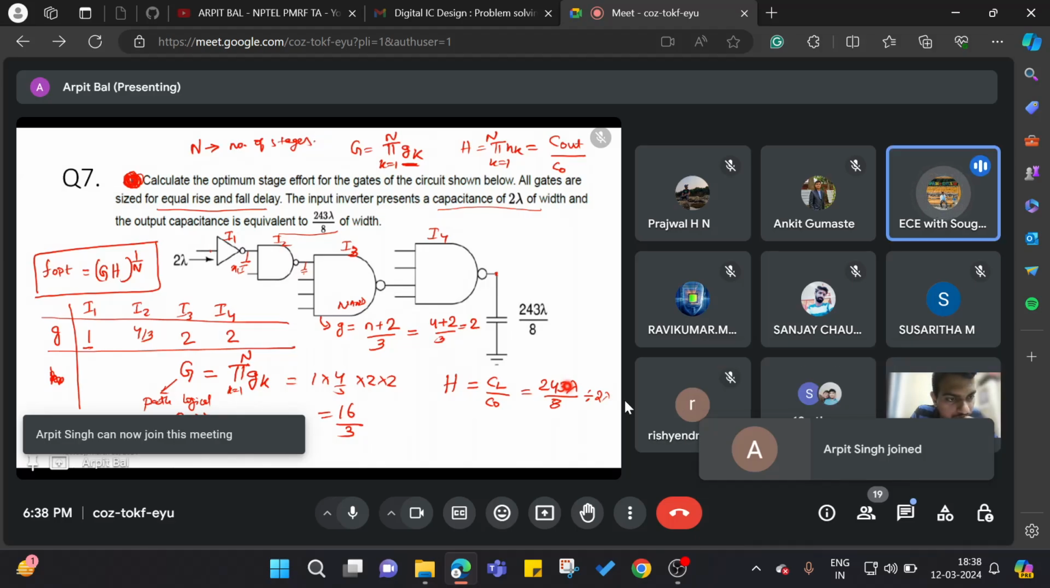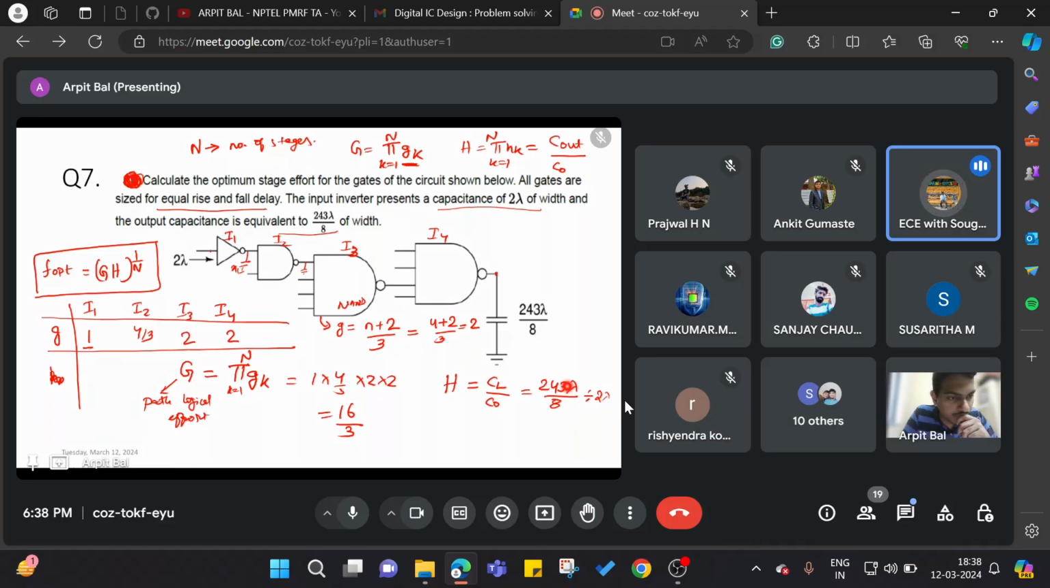Sir, in this case, we directly find the electrical effort H by CL by C naught. Similar explanation sir also gave in his lecture, that every gate I1, I2, I3, I4 has some scale factor 2, 4, 64, something like that. For finding the electrical effort, find the CL and CN of all the gates. For each gate, first find the CN value, but for the CL value, just take the CN value of the next gate. Just copy it. No, I didn't get this one.